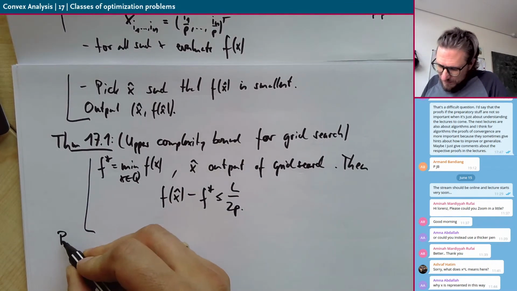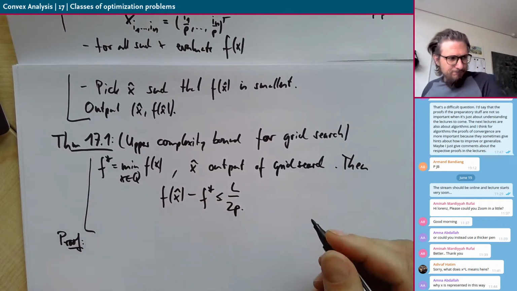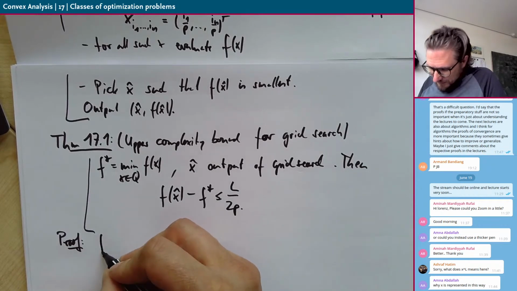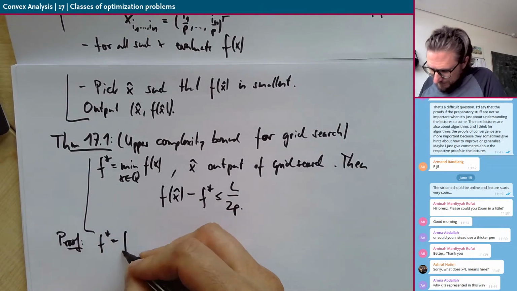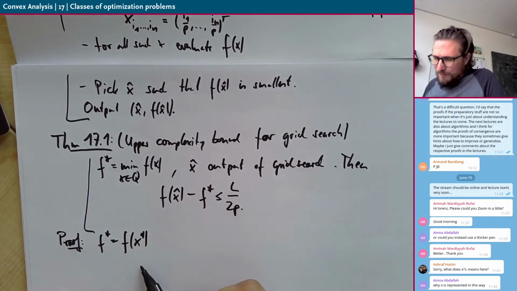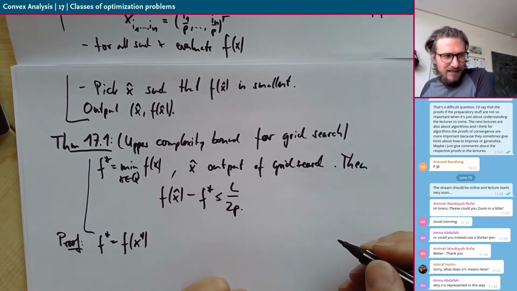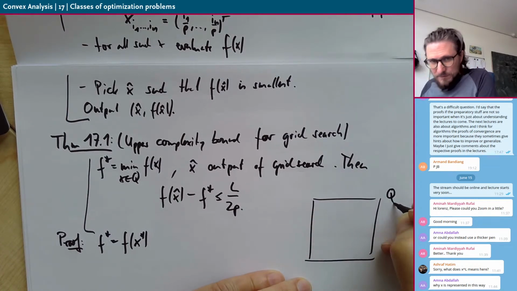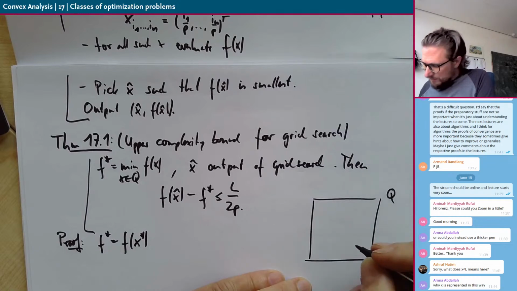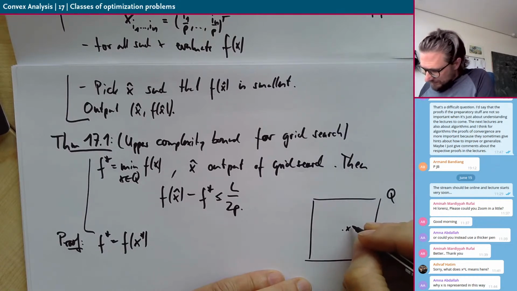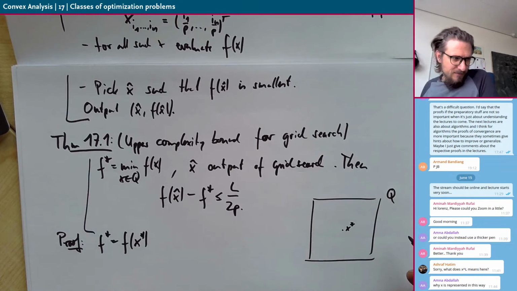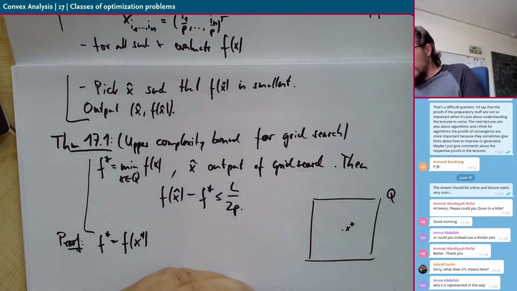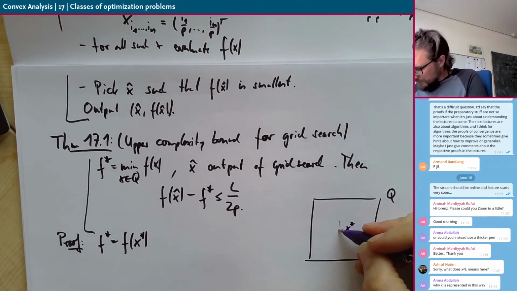So, the proof now is not so difficult. First, let's say that the minimum value is attained at some x star. So once again, here is our Q, and somewhere here is our x star, and this is where the minimum value is. Then this x star is part of one grid cell. So here's one of the grid cells.